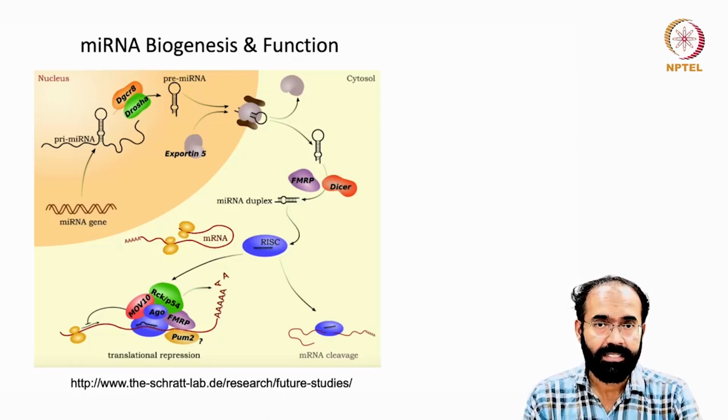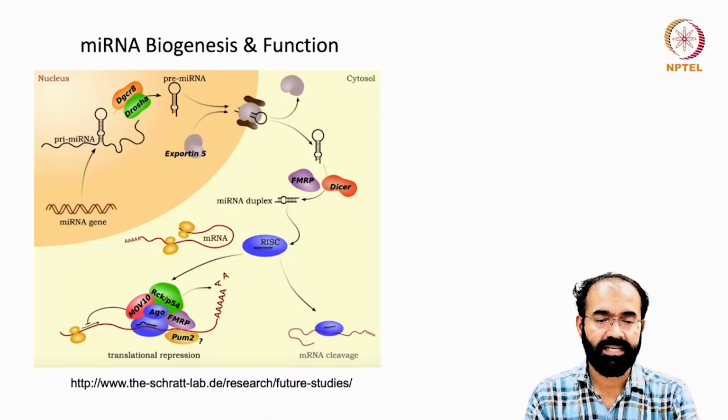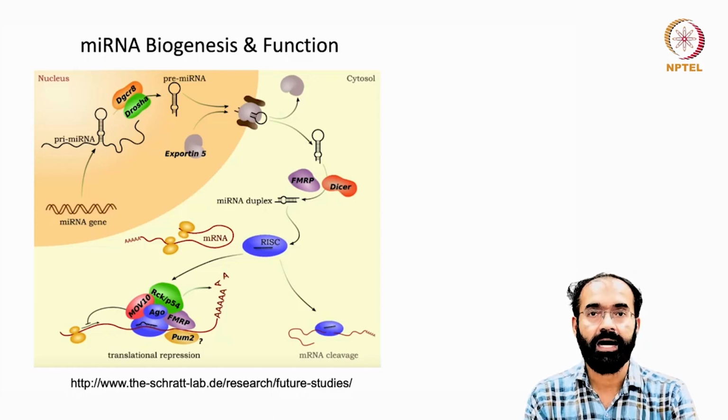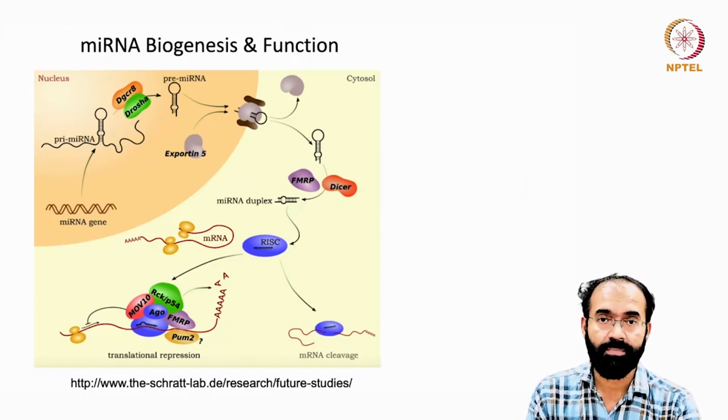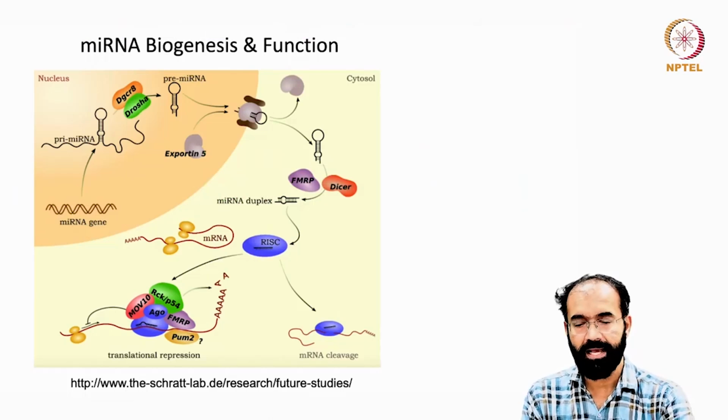It can then act on mRNAs and prevent their translatability or affect the stability of these mRNA species. In a simplistic form, we can say microRNAs are meant for preventing the availability or the formation of protein from an mRNA.